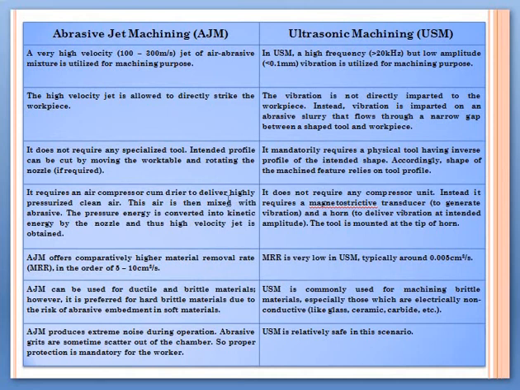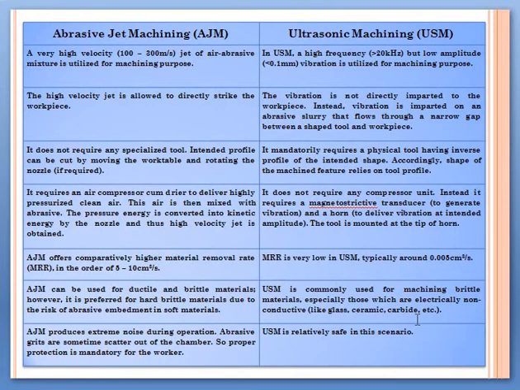In abrasive jet machining, we require an air compressor in order to increase the pressure of the air. It is not required in ultrasonic machining. The material removal rate in abrasive jet machining is high, and the material removal rate in ultrasonic machining is low. Abrasive jet machining can be used for ductile and brittle material, but they must be softer ones. And ultrasonic machining is commonly used for machining hard material, especially electrically non-conductive ones like glass, ceramic, carbide.